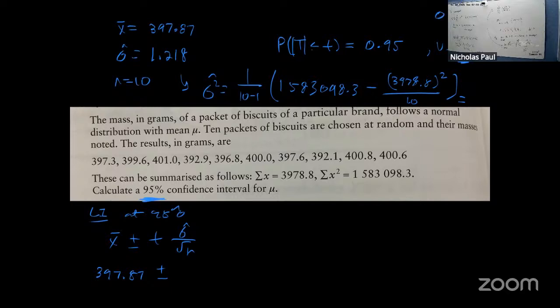I close up my table. 0.975, 9 degrees of freedom, I got 2.262. Right, the sigma hat that we're using is 1.218 over the square root of 10. Anybody get that?